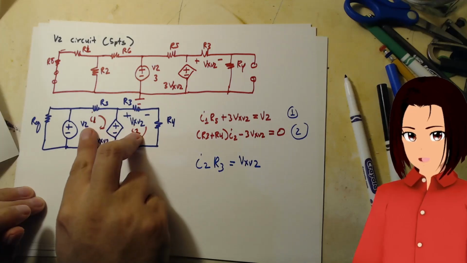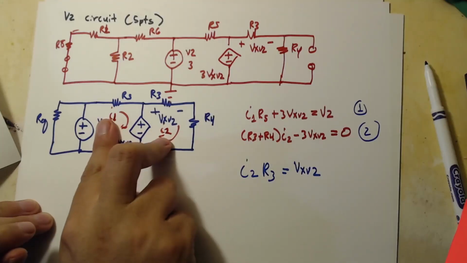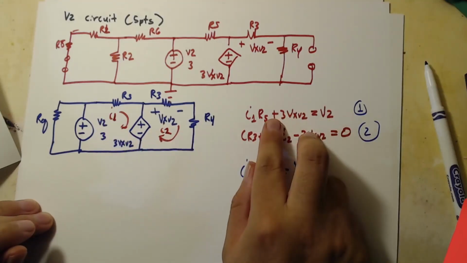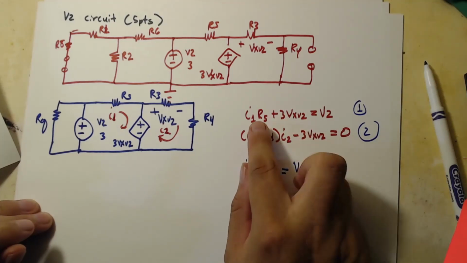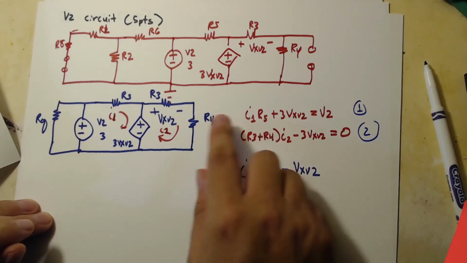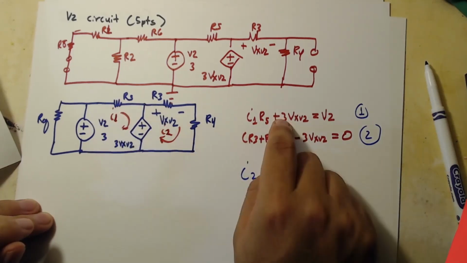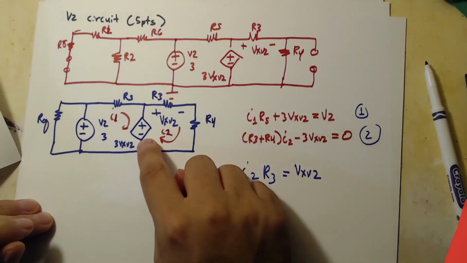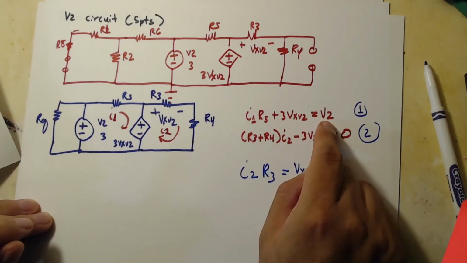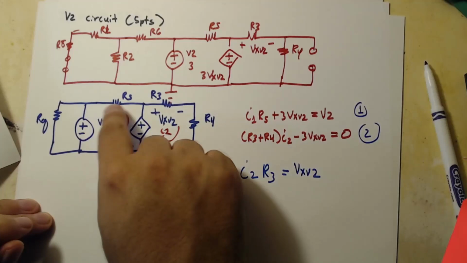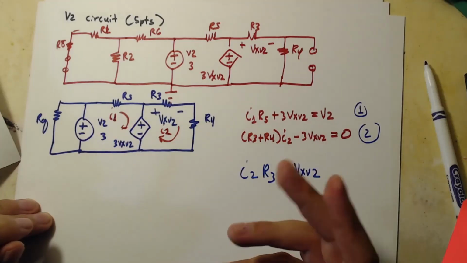So I wrote the two loops. We have I1, I2, and then I wrote the corresponding mesh equations for that. And we know I1 times R5, and this contributes to that, and this is equal to V2. That makes sense. It's basically KVL, but with mesh analysis.